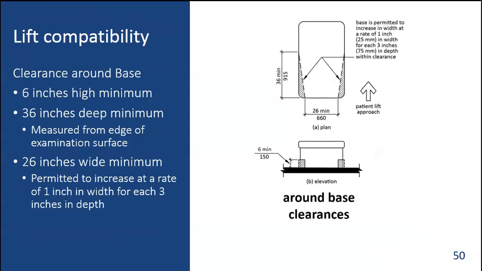Clearance around the base also requires vertical clearance of at least 6 inches and depth of at least 36 inches. However, the front of the equipment is permitted to be 26 inches wide minimum, but the clearance must increase in width at a rate of 1 inch in width for each 3 inches in depth. This would permit the patient lift legs to be widened and fit around the base of the equipment.